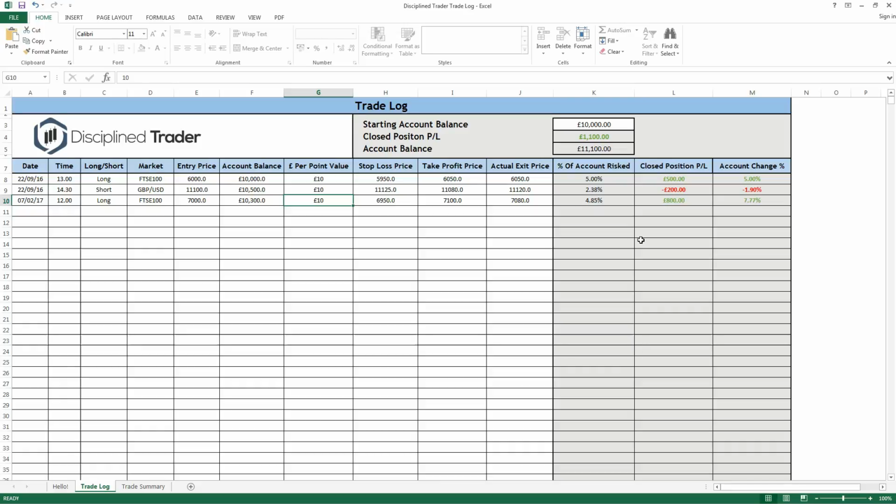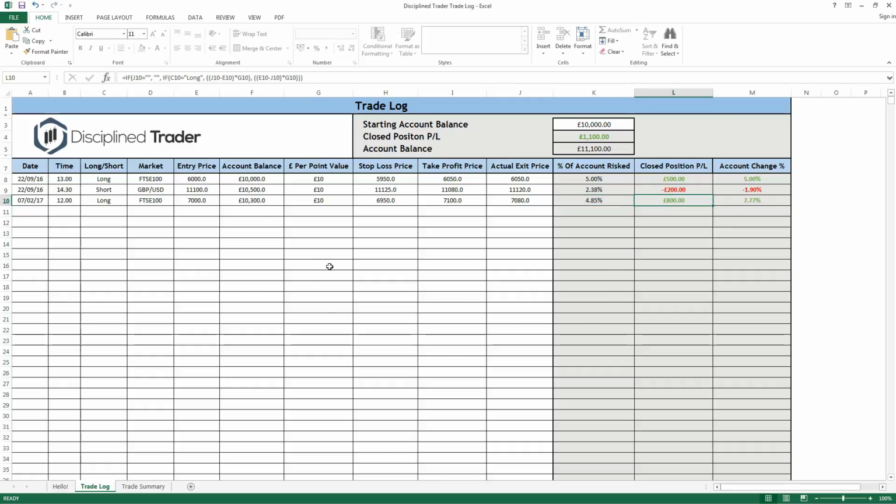So one thing I want to go through is how it works out these figures. So the percentage of the account risk, it works out from your entry price and the stop loss level. It calculates the difference between the two. So here it will see there's a difference of 50 points. It then multiplies that by the position size and then uses that as a percentage of the overall account, which gives us our final percentage risked.